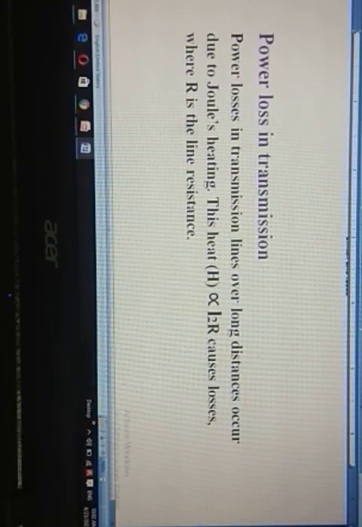There is also some power loss in transmission. Power losses in transmission lines over long distances occur due to Joule's heating, and this heat is released and causes the loss in line resistance, which is represented by the formula H directly proportional to I square R.